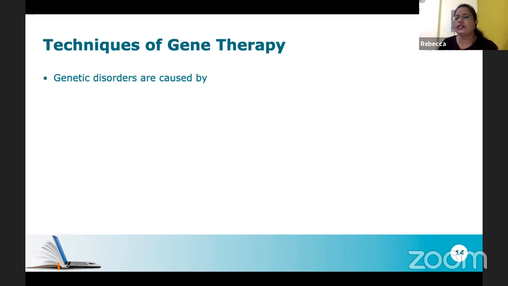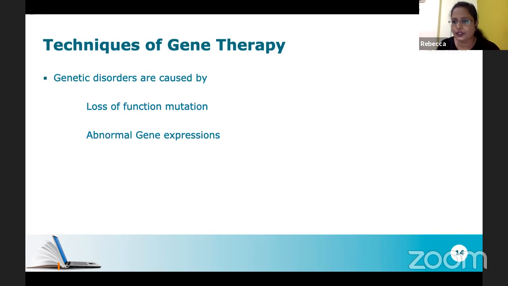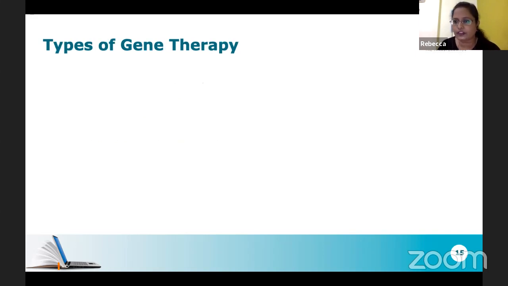So let's see what are all the techniques involved in gene therapy. Genetic disorders are caused by loss-of-function mutations and abnormal gene expression. One important thing, as I told you, is deletion. In deletion, a part of the DNA gets deleted naturally, and sometimes the DNA gets replicated instead of being transcribed in the proper way. This concept of deletion and replication will lead to genetic problems, that is, loss-of-function mutations and abnormal gene expressions. When a gene is deleted, there is abnormal gene expression.